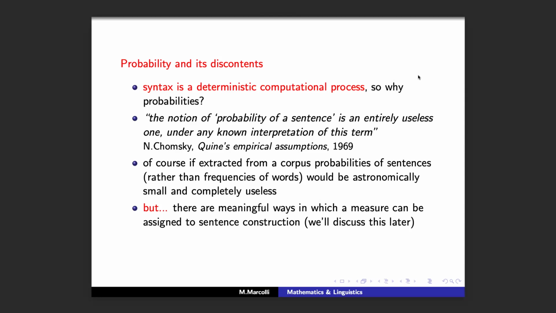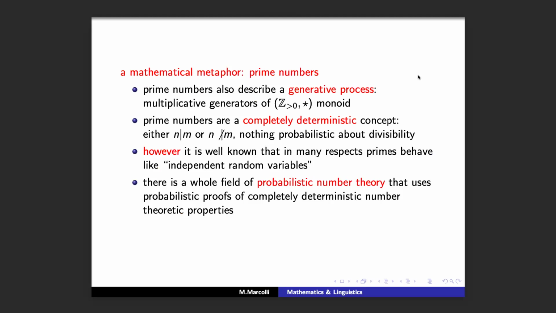On the other hand, there's a kind of lesson to keep in mind, that the fact that a process is deterministic doesn't mean that probabilistic methods are not useful. So, for example, let's just take an example from mathematics that's completely different. Let's think about prime numbers. Prime numbers are also a kind of generative process. They are the generators of the integers in the multiplicative sense. And they're a completely deterministic system. There's nothing probabilistic about one number dividing another. Either it does or it doesn't. It's not like it does it 30% of the time.